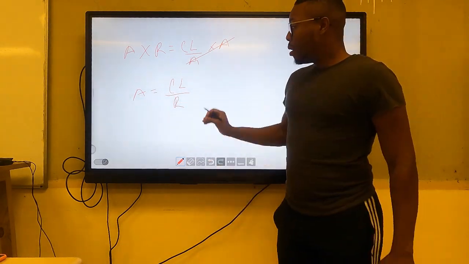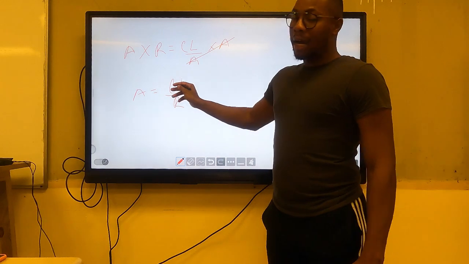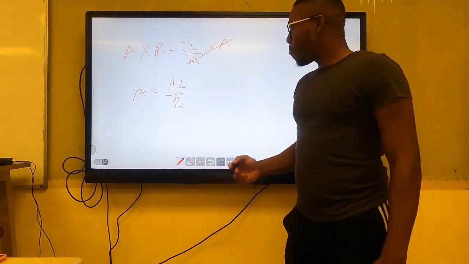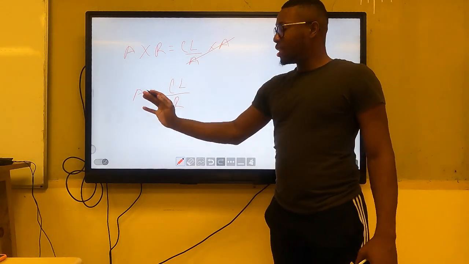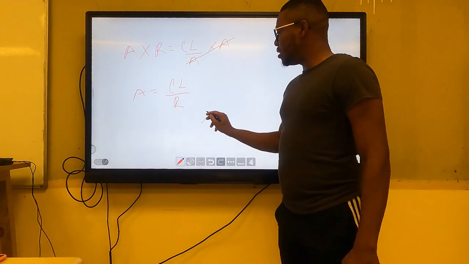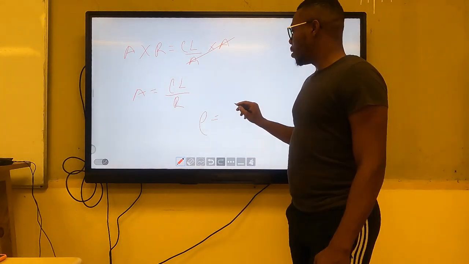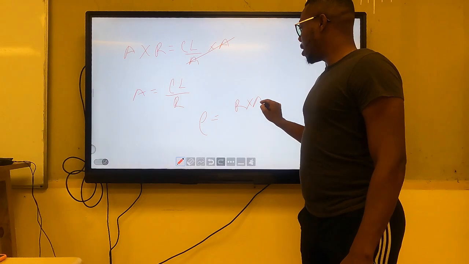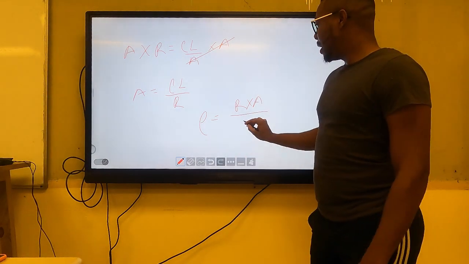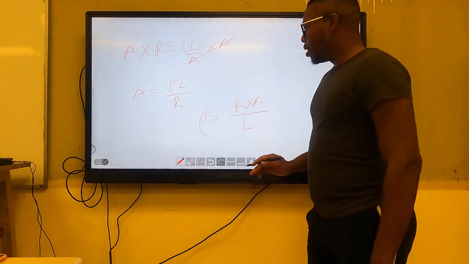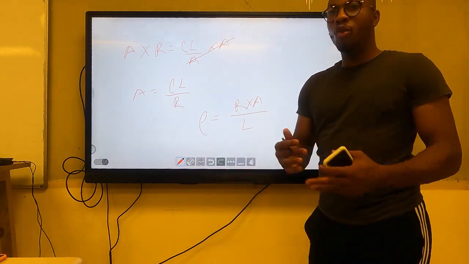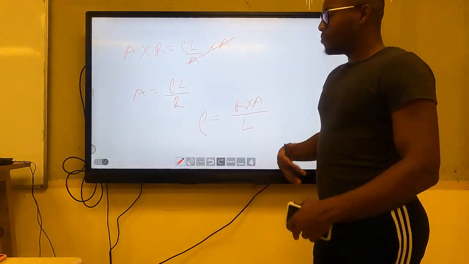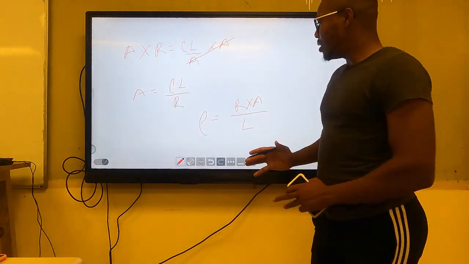But there are scenarios where you might need to make resistivity the subject. For that reason, you can just move all the different things. Then you would see that resistivity rho is going to equal R times the area divided by the length. So that's what resistivity would mean. Of course, you must know the units for resistivity, which is ohm meter. Obviously, area is meter square, and resistance is ohms. So that's just a basic rundown.